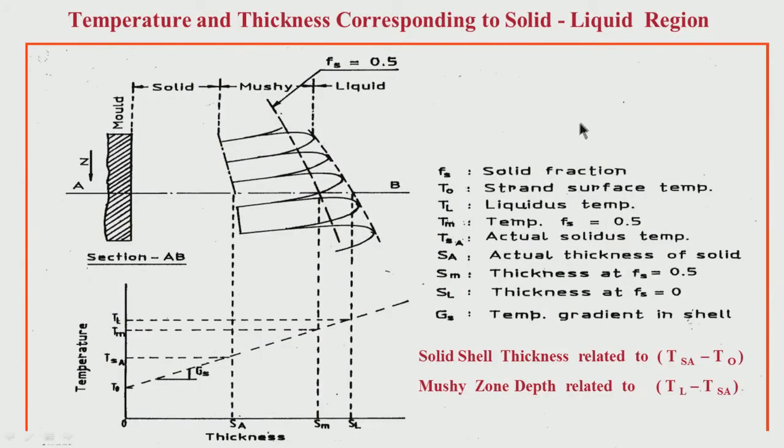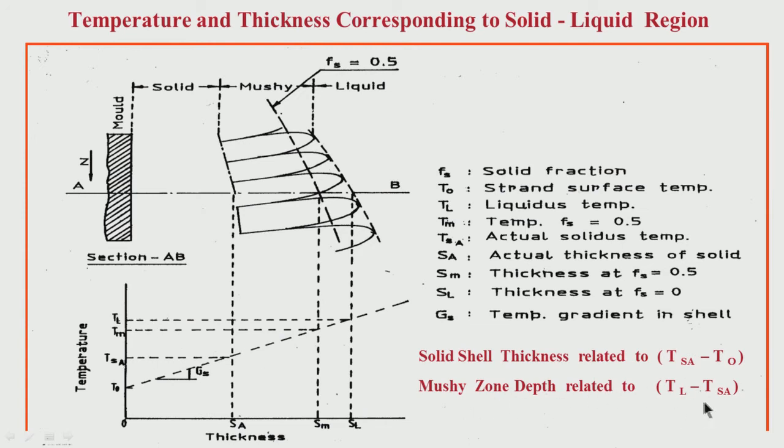So if the mushy zone is wider during solidification, your actual solid shell is narrow, so the strength of the strand also will be less. This we have to keep in mind. This is what I was discussing, the relative thicknesses of the solid shell and the mushy zone. The thickness depends basically on the temperature intervals.